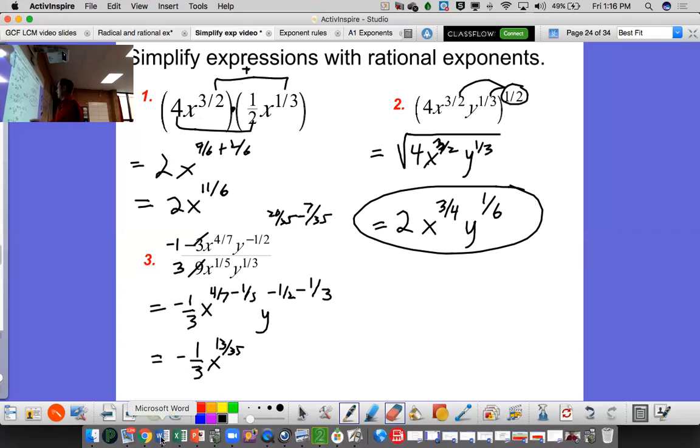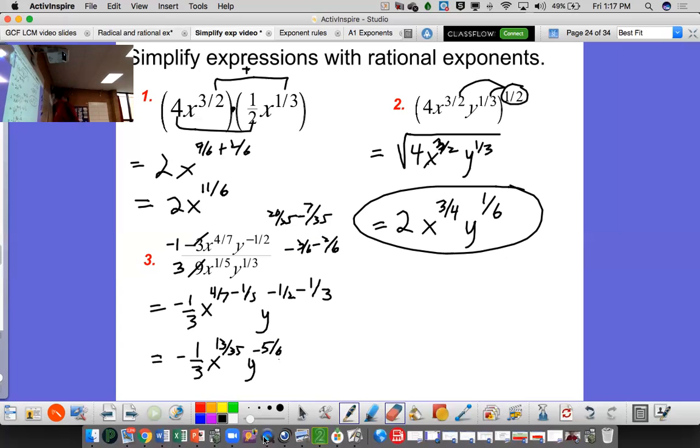Okay. And then this one, the -1/2 and the -1/3. So that would be -3/6, and -2/6, and that would be -5/6 for the y's.